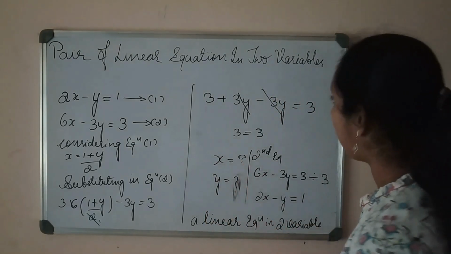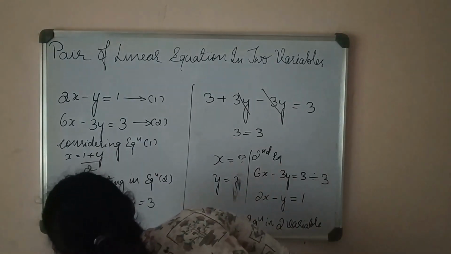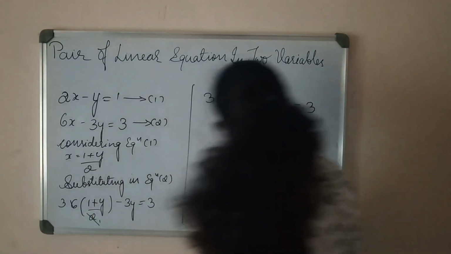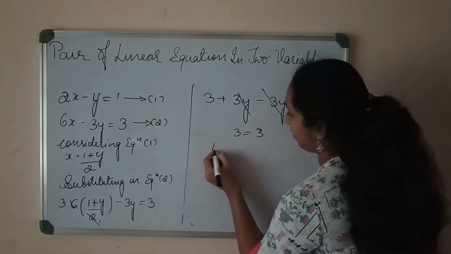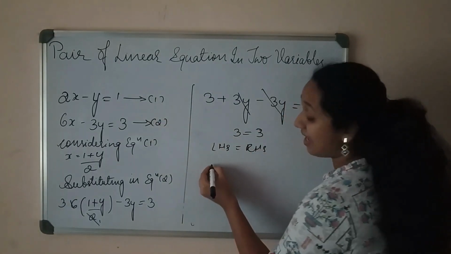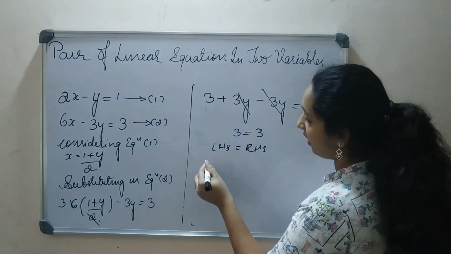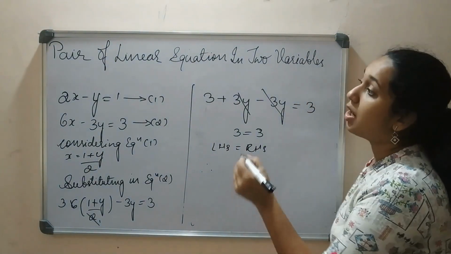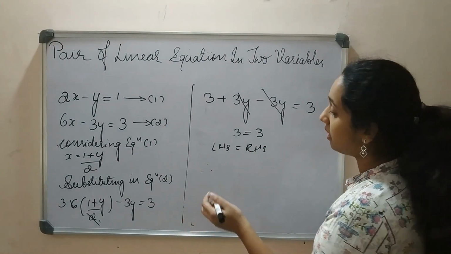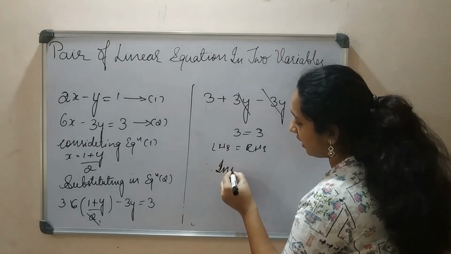Therefore, this will have infinite solution. Whenever you get this kind of condition, where your LHS is equal to RHS and both the equations are the same, there is no difference between equation 1 and equation 2. Therefore, we can say that a linear equation in two variables has n number of solutions. We can call it infinite solution.